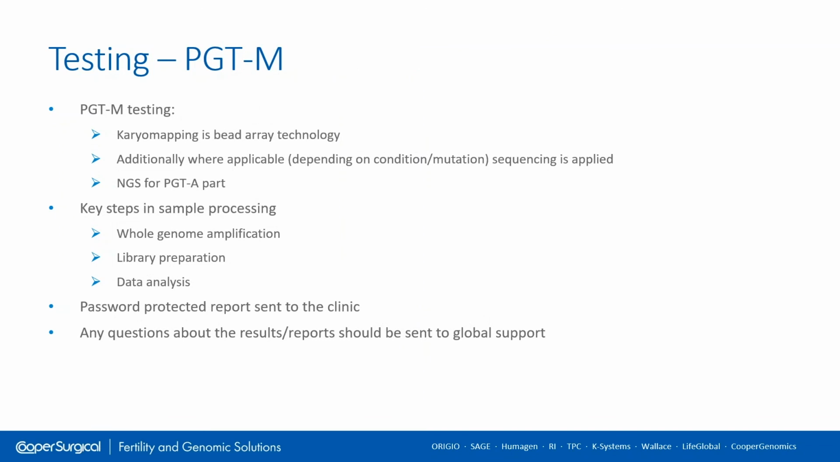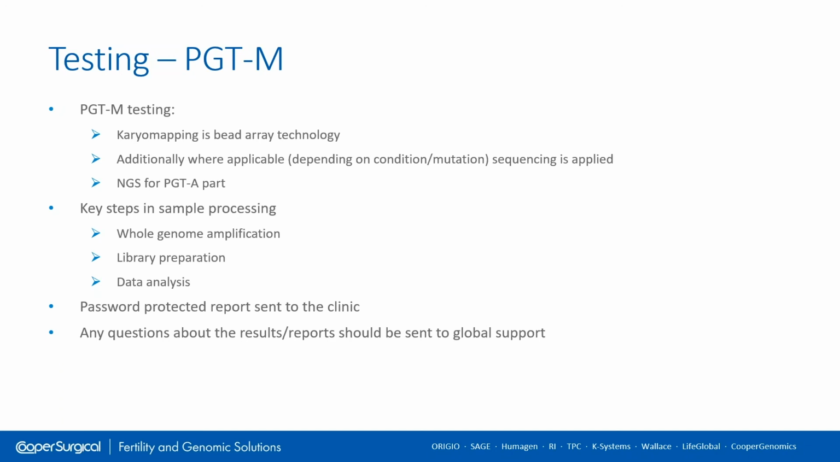When it comes to PGT-M testing, we are using a carrier mapping platform. This is bead array based technology, and carrier mapping uses biomarkers or SNPs within the genome. So this platform enables screening of embryos for the likelihood of carrying a defective gene. Where possible, and this really depends on the mutation itself, on the condition, we would also apply sequencing. We also perform next generation sequencing, NGS, for the PGT-A part of testing.